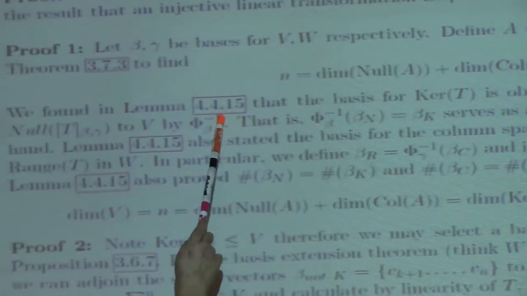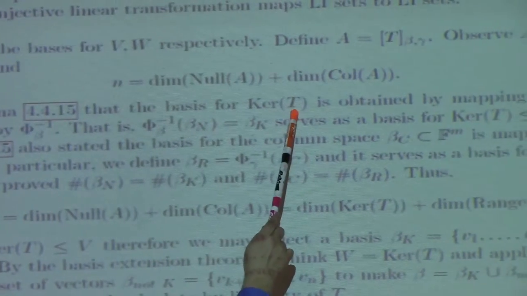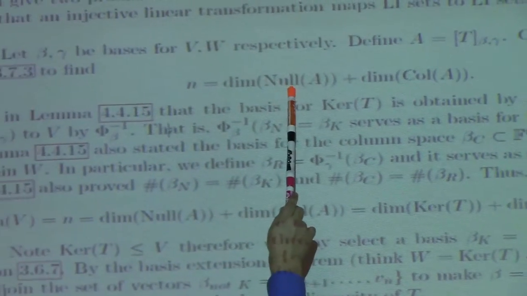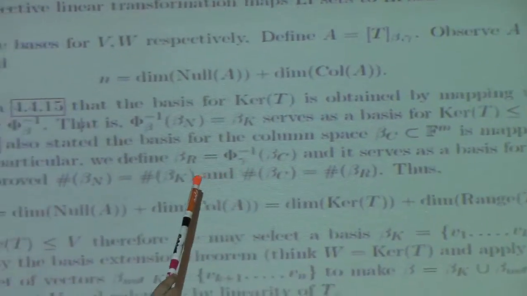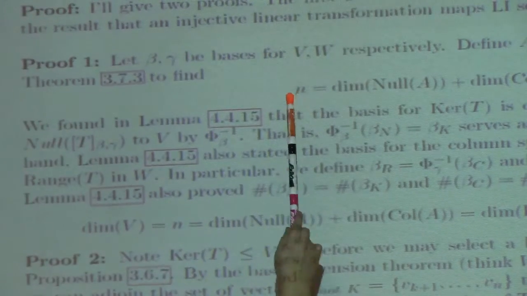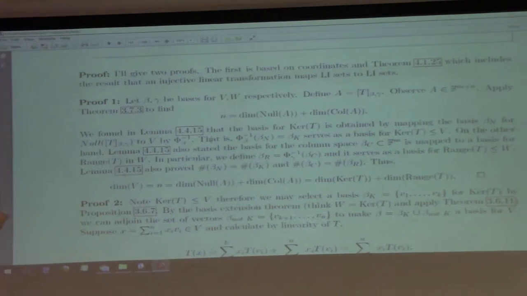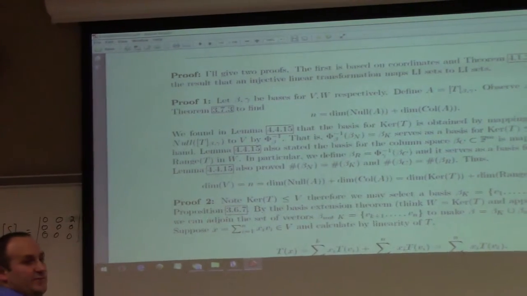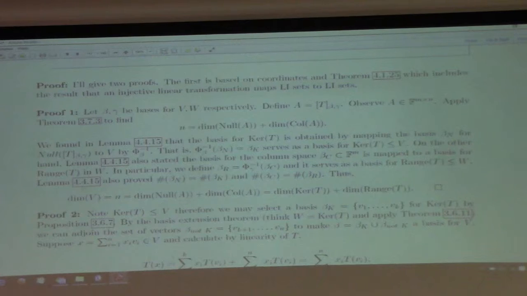But then we use that lemma to say, okay, so the dimension of the kernel is the dimension of the null space, right? And the dimension of the column space is the dimension of the range. But the dimension of the whole vector space is n, so that's it. I actually here argue that you can map the basis for the kernel and the basis for the null space one to one to each other because the coordinate mapping is an isomorphism, so it takes basis to basis.